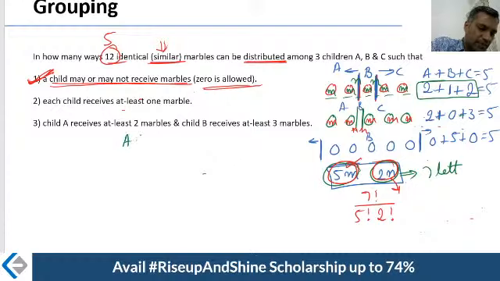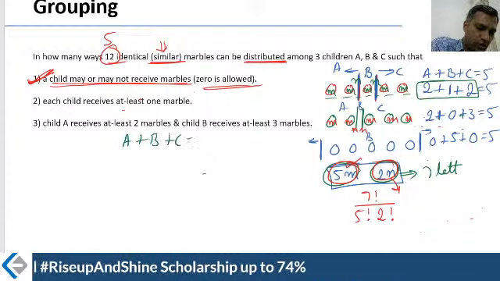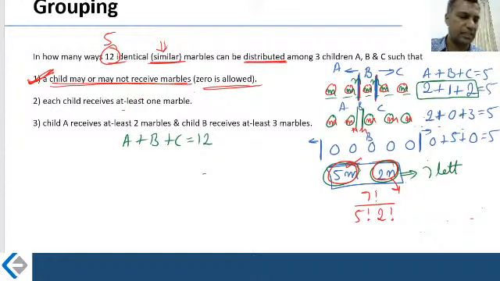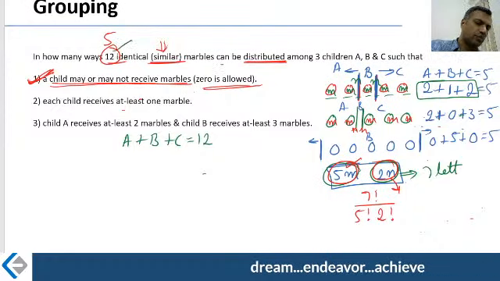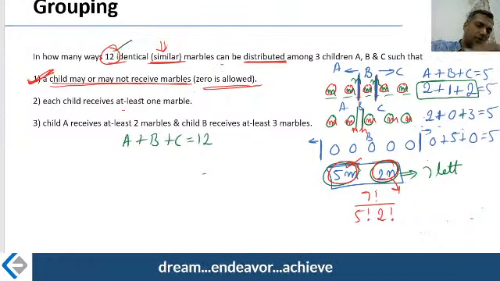So what is that? A plus B plus C is equal to 12. Why 12? Because the author said, why don't you distribute 12 marbles? All right, 5 was an example to illustrate this point. This is how you write.